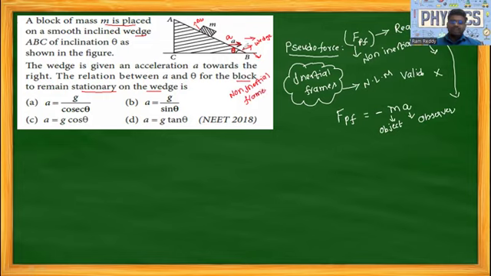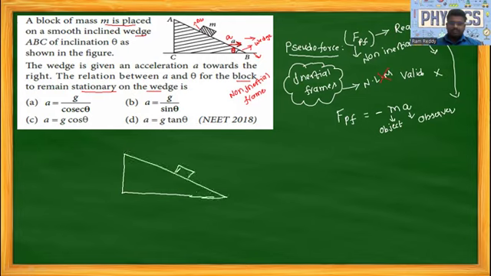Why are we saying it is a non-inertial frame? Because the wedge is moving. So it is a non-inertial frame, and our Newton's laws of motion are not valid directly. Then we'll take our pseudo force. Now we have to draw the free body diagram of the given system.